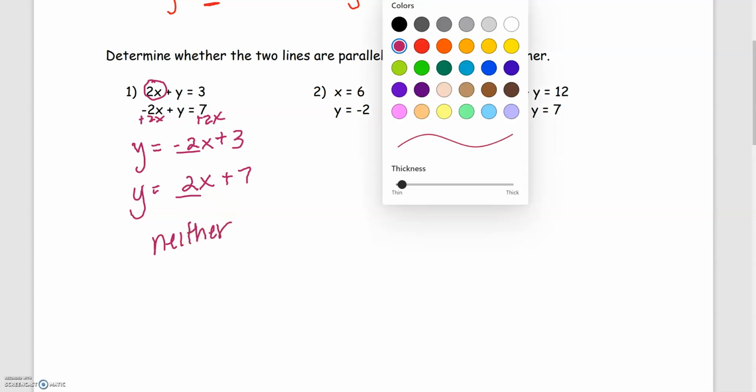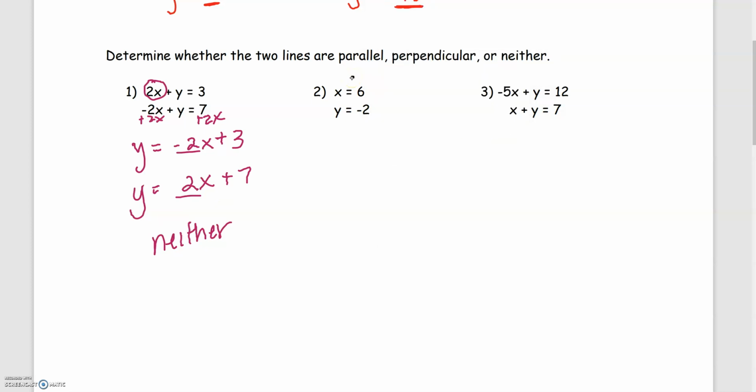This one, remember our horizontal and vertical lines? Well, x equals a number is our vertical and y equals a number is our horizontal. So one being vertical, one being horizontal is going to be perpendicular.